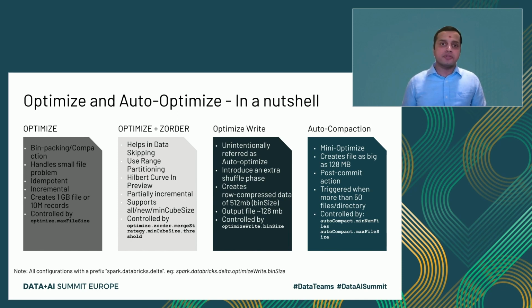The optimize query has an optional parameter to specify the columns. This is where Z order comes in. Z order helps in data skipping. Internally, we use the Z order spatial curve principles. There are other curves like the Hilbert curve, which we have implemented and it is in preview mode. And for the internal implementation, we use a range partitioner.